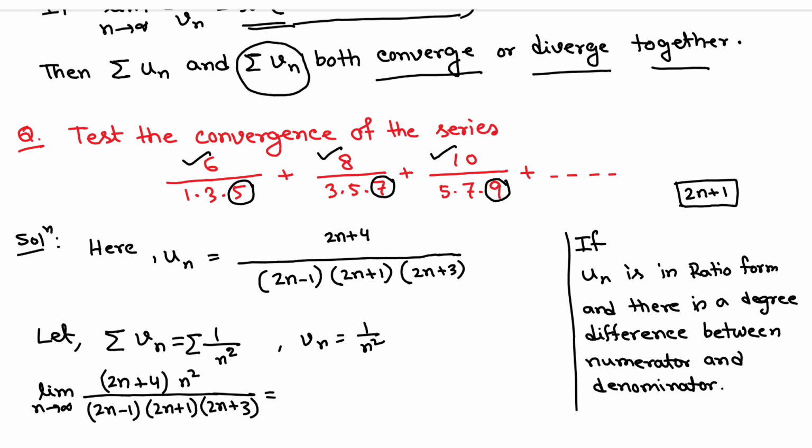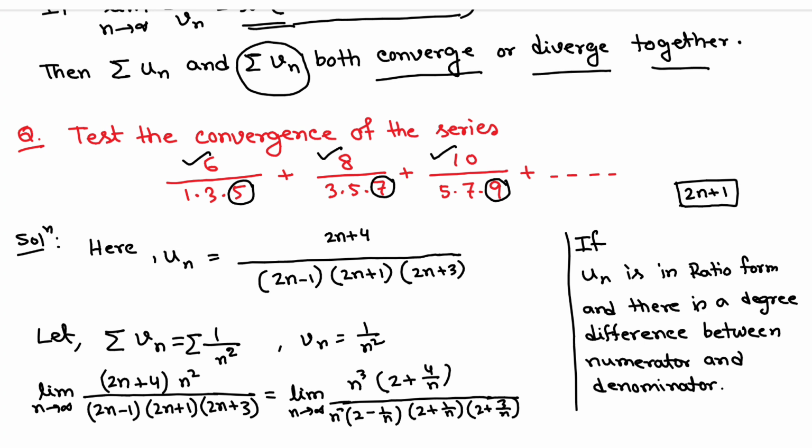So this is equal to, if I take common n from each factor, limit n tends to infinity, taking common n from each factor, this will be n cube into (2 plus 4 by n) divided by (2 minus 1 by n) into (2 plus 1 by n) into (2 plus 3 by n). Okay, and there will be n cube, so obviously n cube cancelled.